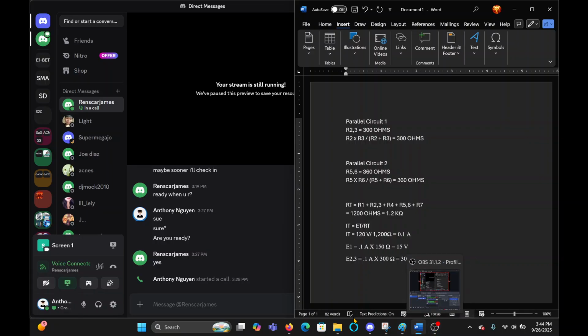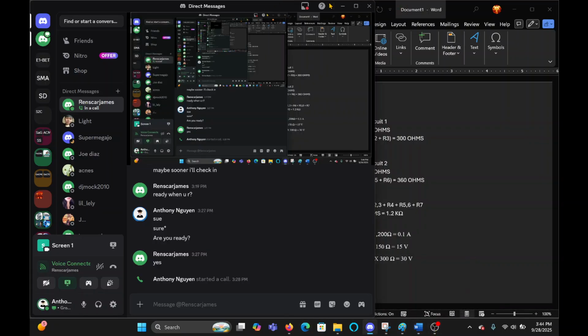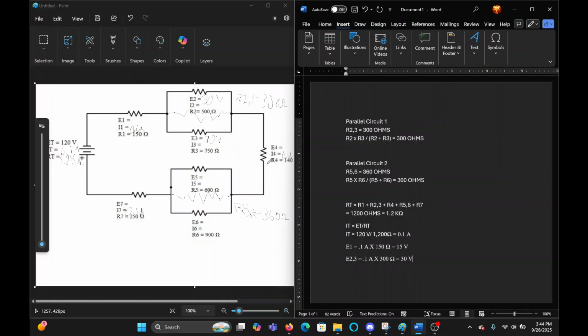Alright. So let's go ahead and go back. So you know how I got here, right? E2 and 3 is equal to 30 volts, because I look at it as a series circuit.